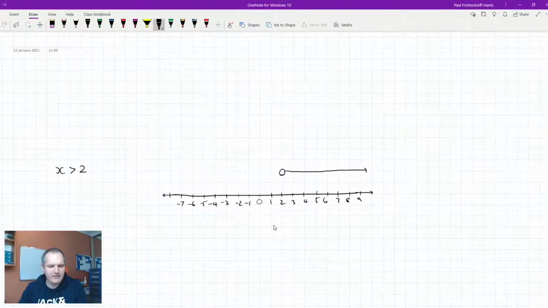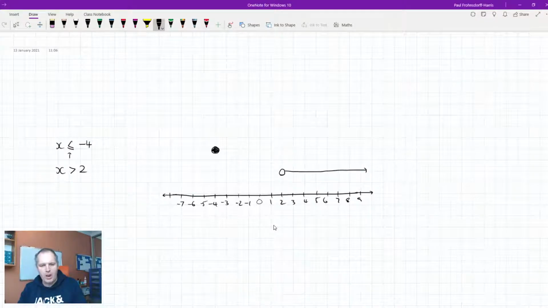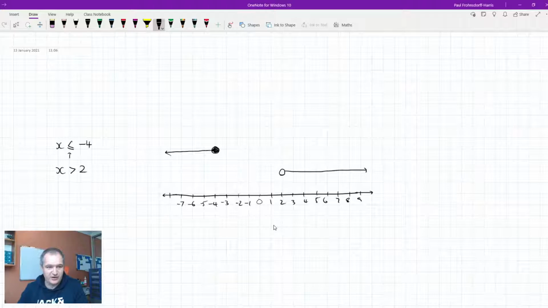Next, what about if I'm doing x is less than or equal to minus 4? We go to minus 4. Because it says or equal to, we colour in our dot. You have to, when you colour in a dot, it's important. And you draw a line going to the left. So with all the numbers less than, we can even do some quite fancy stuff.